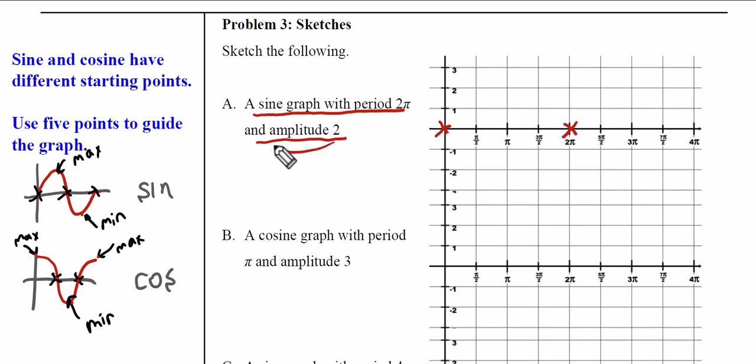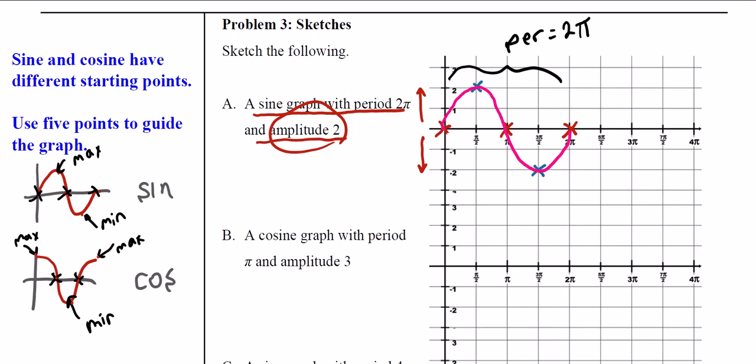Now, the amplitude is 2, so this is going to go as far up to 2, and it's going to go as far down to -2. You note that in the middle, it hits the x-axis again, so let's put the middle point right here. There's 3 points right now. And so the maximum is going to be here at 2, and the minimum will be here at -2. And if we go ahead and connect those, we get our lovely sine graph with a period of 2 pi and an amplitude of 2.